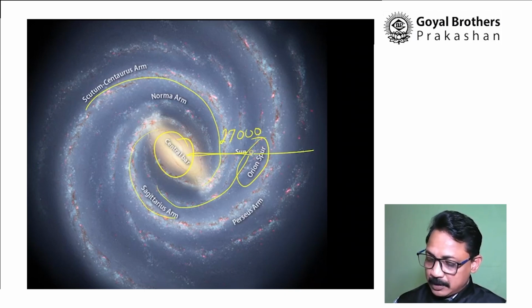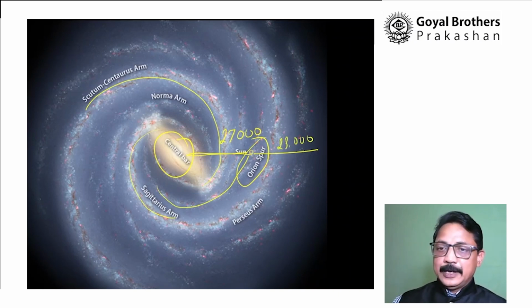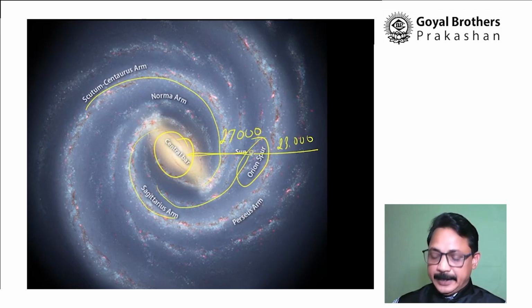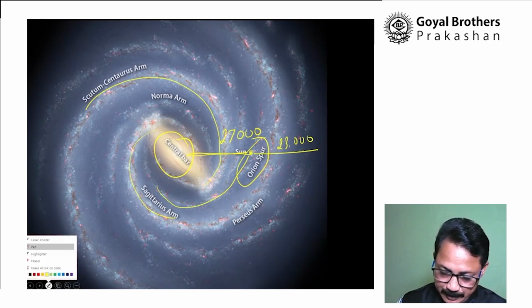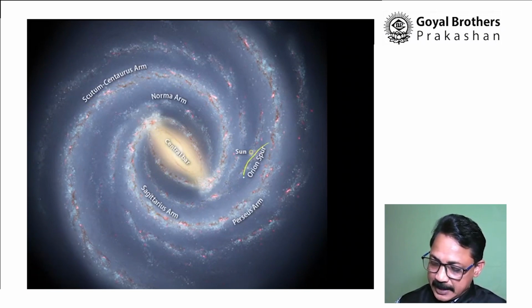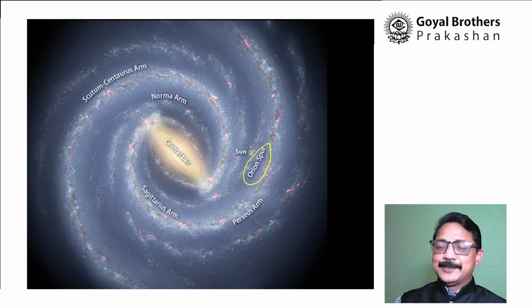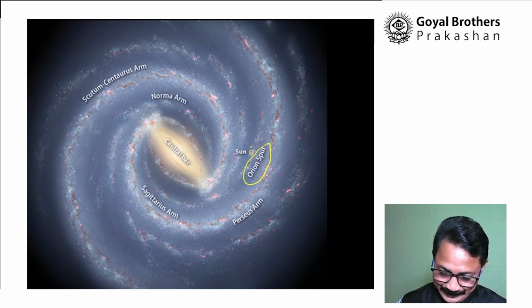And to come out of our galaxy, we will require around 23,000 light years. Anyway, the Sun is present in one of the arms of the Milky Way galaxy, and the name of this arm is Orion Spur. And around this Sun, our Earth is present, revolving around it.